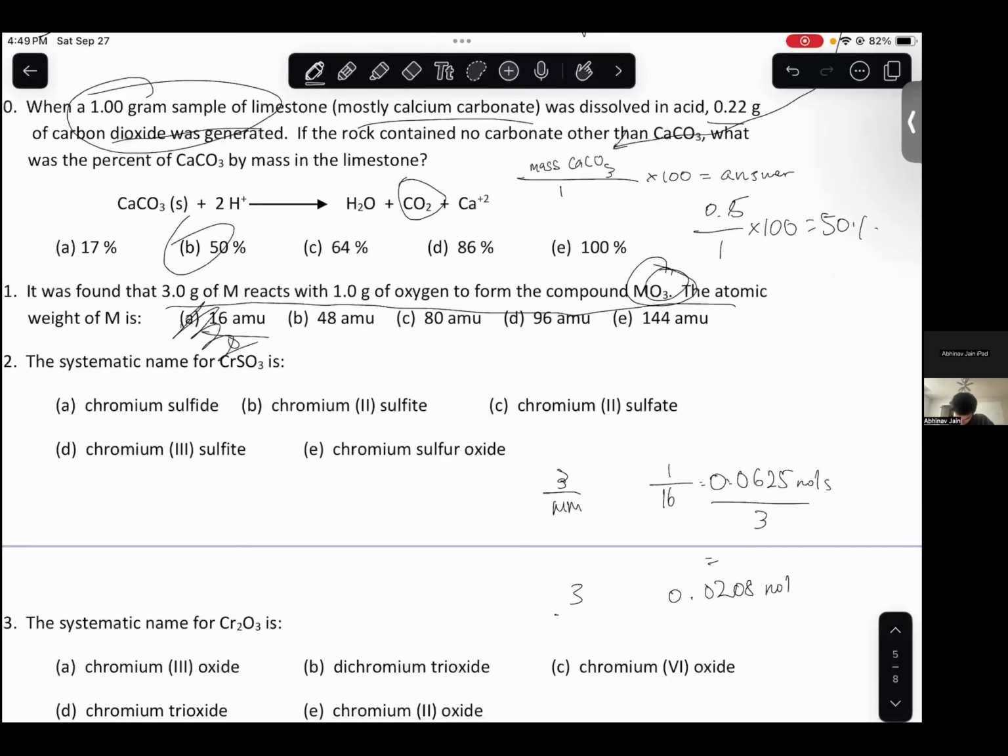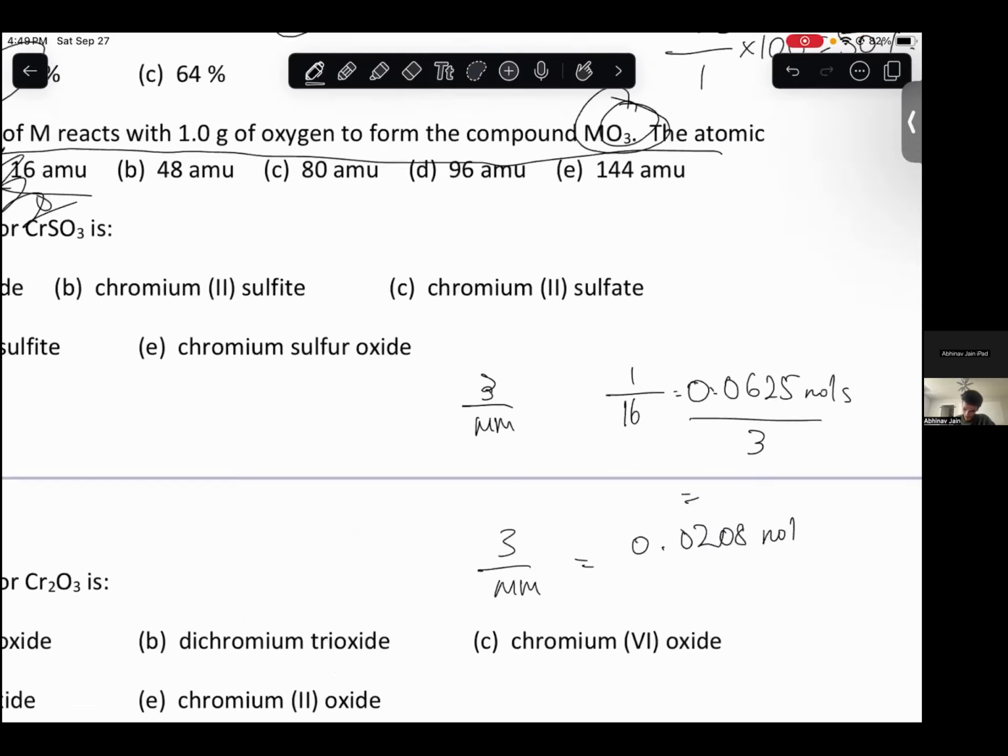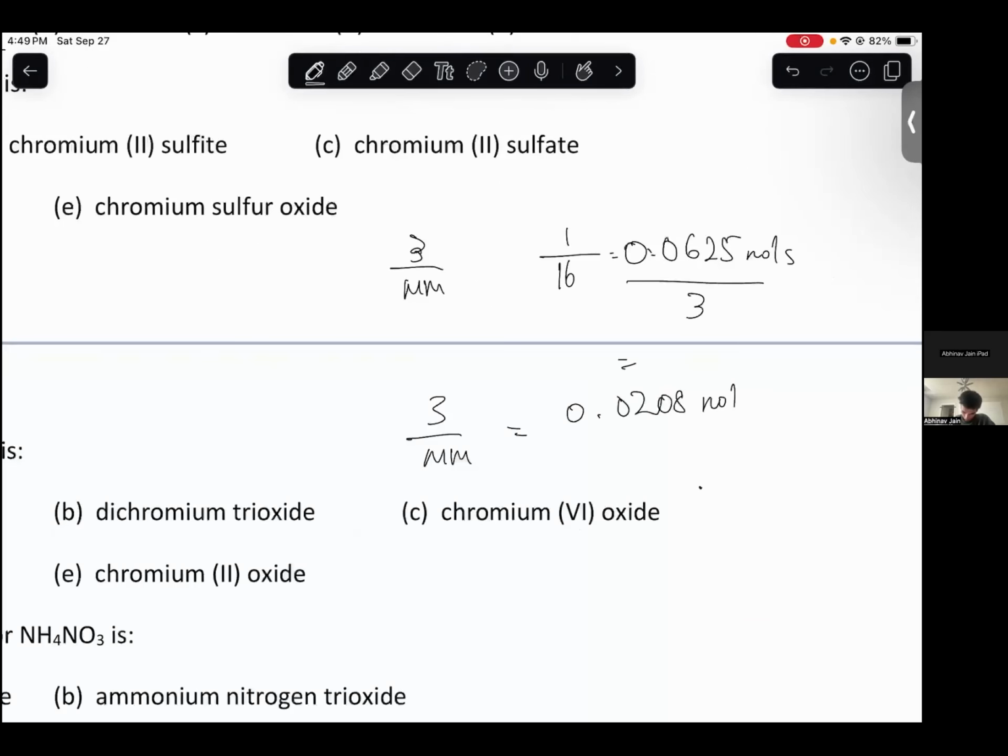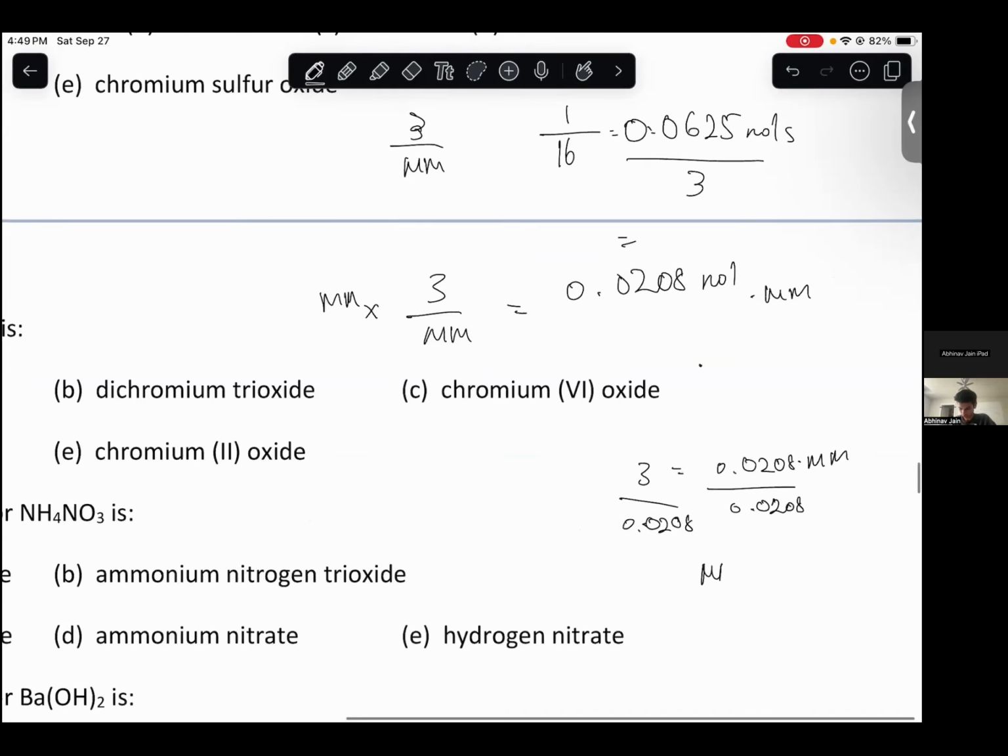So if 3 over the molar mass equals 0.0208, we can rearrange to solve for the molar mass. We multiply both sides by the molar mass, MM. So 3 equals 0.0208 MM. Divide both sides by 0.0208. And we get the molar mass is 144.